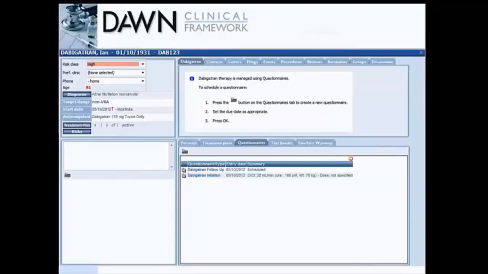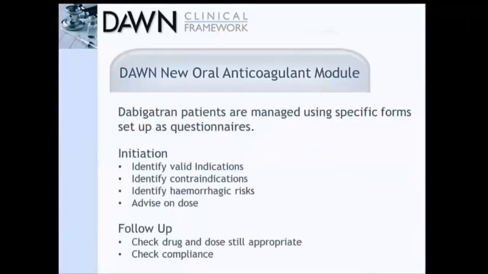Now, what we're going to do is go through the workflow of how you would use this. Like I said, Dabigatran patients are going to be managed by the questionnaires functionality. We have two separate types of questionnaires within the Dawn system. First of all, an initiation questionnaire, which tells us whether the patient is appropriate to be moved to Dabigatran, and if they are, it will advise us on the correct dose for them.